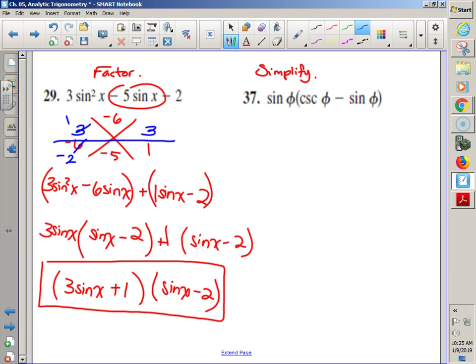Number 37, just simplify. What would you guys think of doing? Distribute? Yeah, sure. That's math, right? We can multiply.